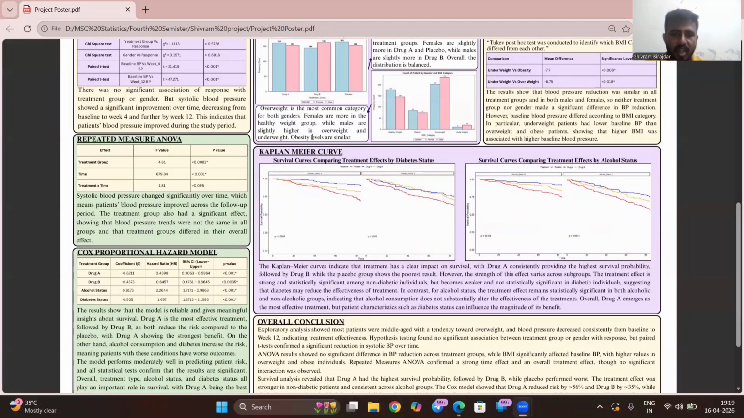From the repeated measure ANOVA, there are significant time effects, and BP decreases over time, and significant treatment effects. There is no significant interaction between treatment and time. This means the BP improves over time, but treatment patterns are broadly similar.